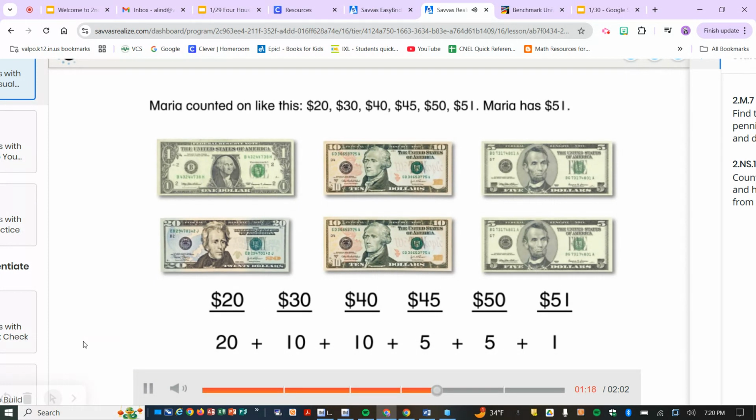Maria counted on like this: $20, $30, $40, $45, $50, $51. Maria has $51.